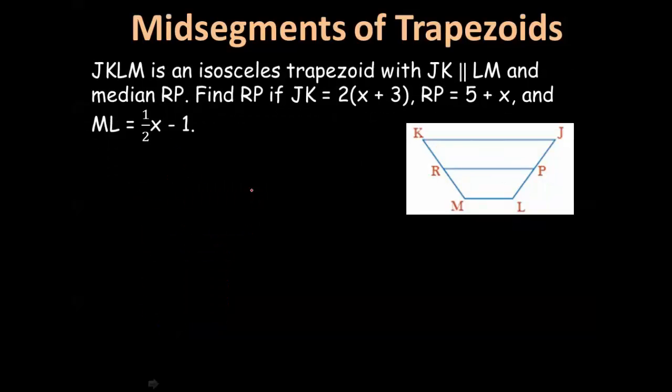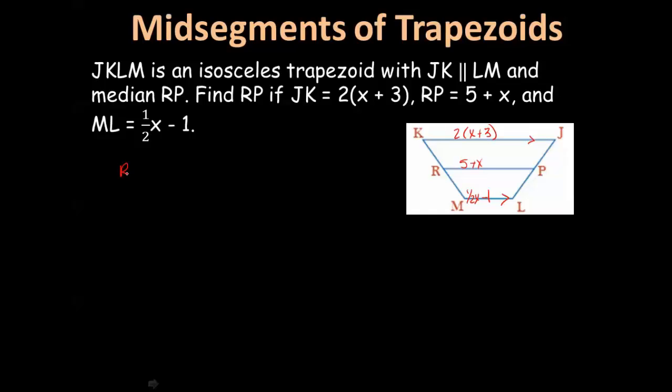Let's work an algebraic problem like that. This one says JKLM is an isosceles trapezoid where JK is parallel with LM, and they tell you that so you'll know how to draw it. And then the median is RP. It says find RP if JK is 2 multiplied by the sum of X and 3, RP is 5 plus X, and then ML is 1/2 X minus 1. We're supposed to find RP, but we're going to have to work all this out with the mid-segment theorem to figure this out.